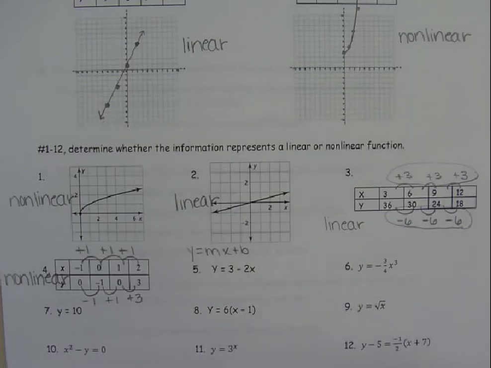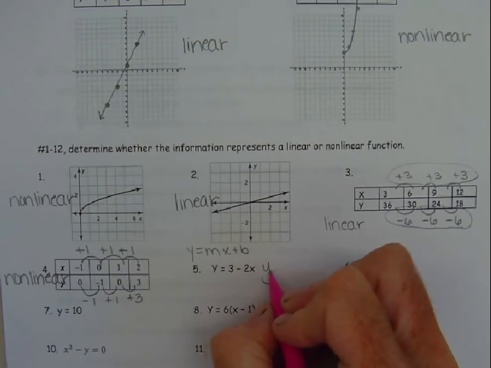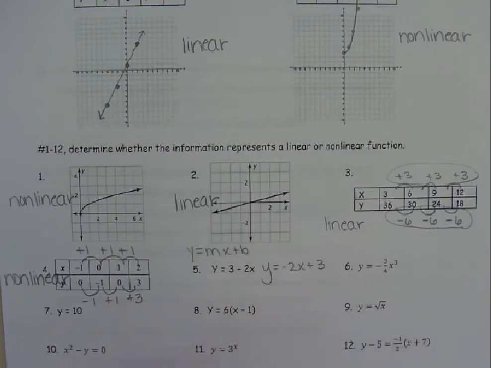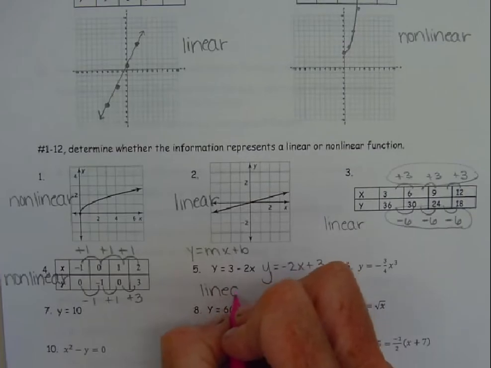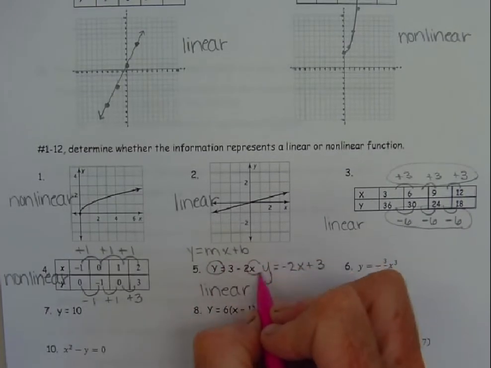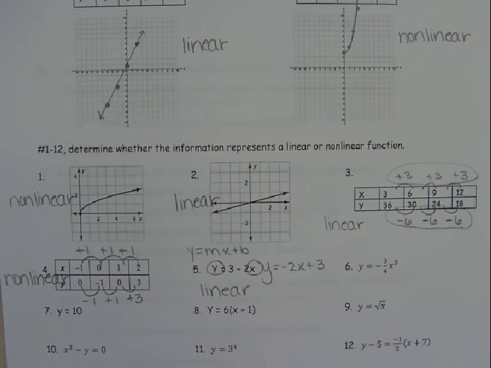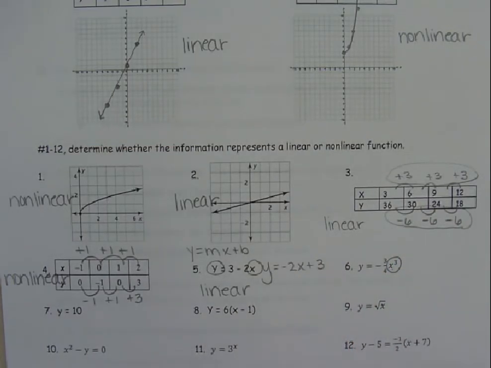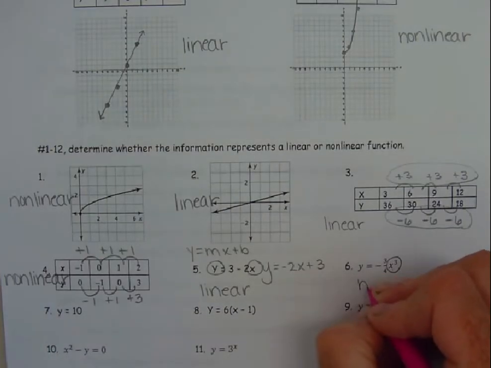So if you take a look at this, this can easily be written in slope-intercept form, and that would make it linear. And if you notice, the x and the y are pretty straightforward. Whereas in this case, if you look at the x, it's being cubed. So anytime it is being cubed or squared or square rooted, it is nonlinear.